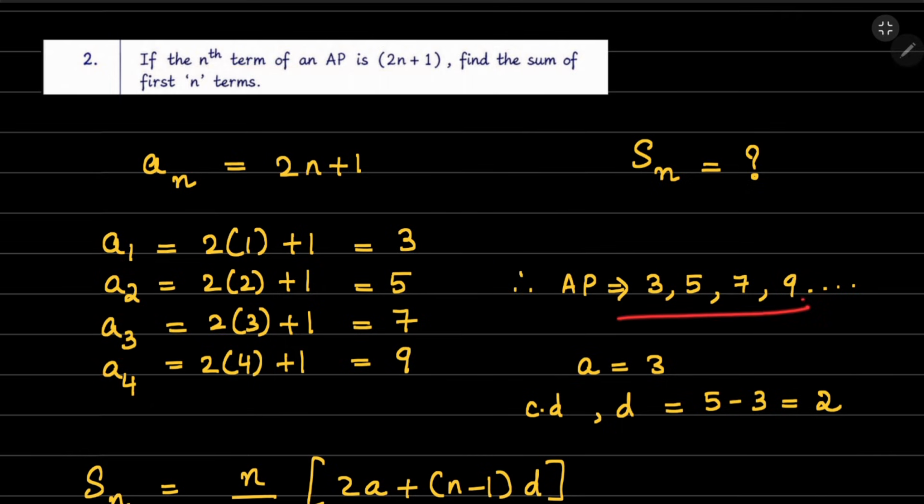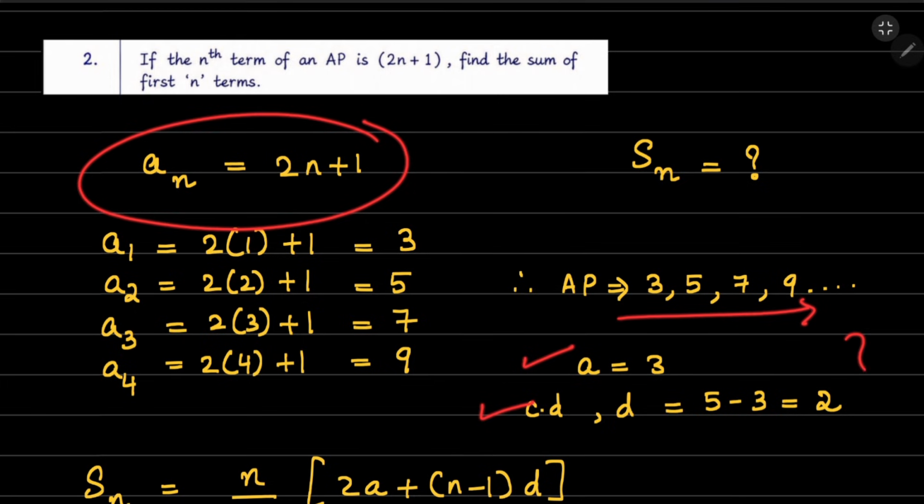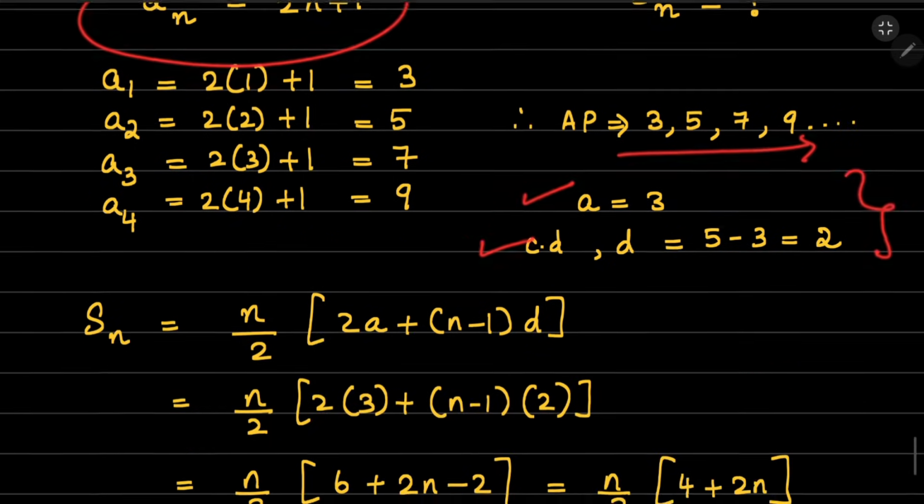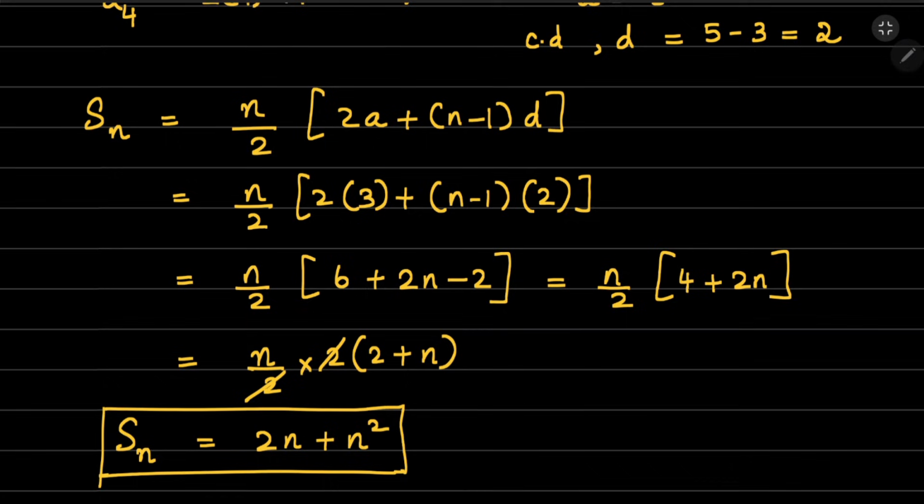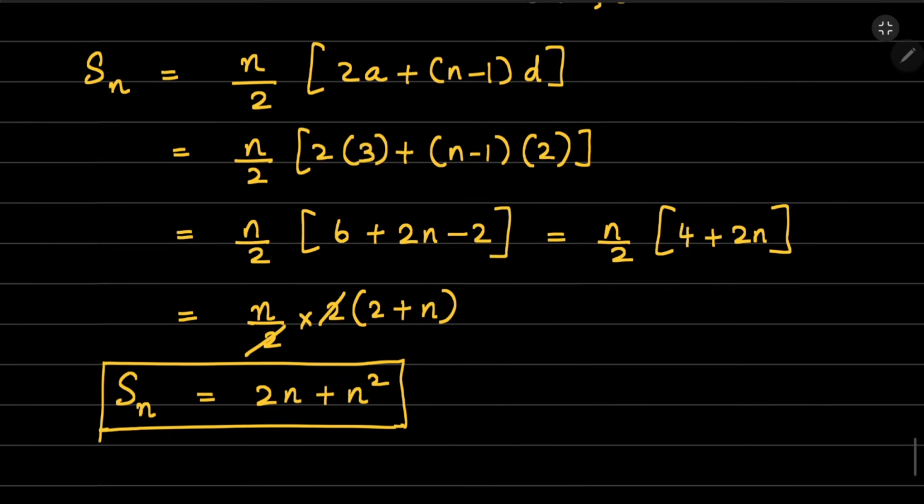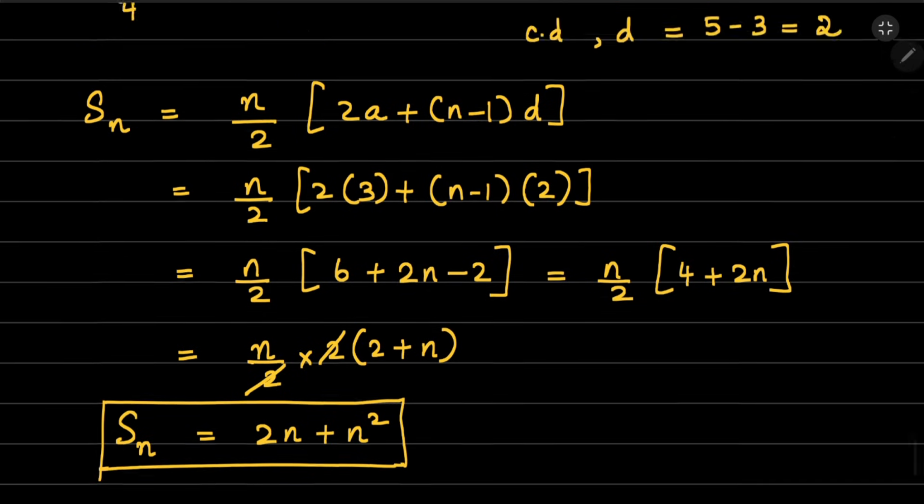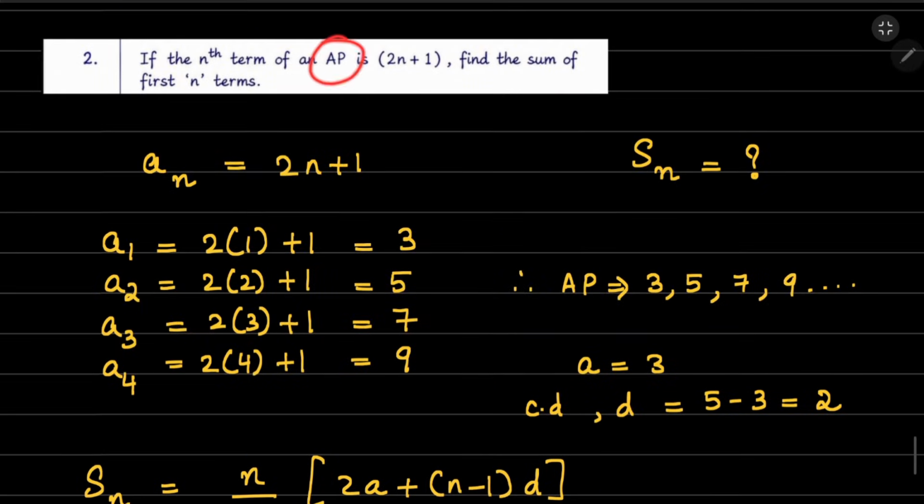With this arithmetic sequence that we generated using the nth term expression, we could calculate the first term and the common difference. And if you know the first term and the common difference, the sum of the first n terms can be calculated using the formula n by 2 into 2a plus n minus 1 into d. So by substituting the values of a and d alone, we have got the general expression for calculating the sum of the first n terms for this specific AP.